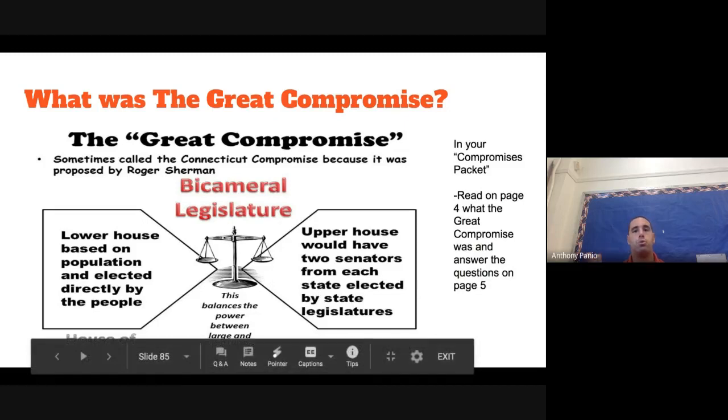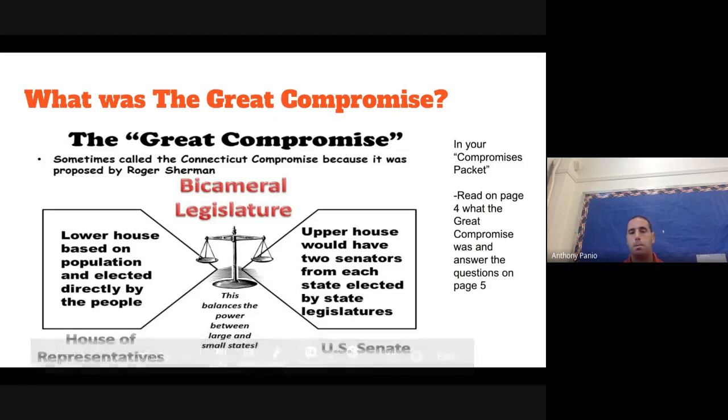Okay, they both need to agree for something to happen. If a law needs to be passed and the House of Representatives says, we want to pass this law, and the Senate says no, the law is not passed. They both need to agree for a change to occur. All right, so that seems to solve all the problems.